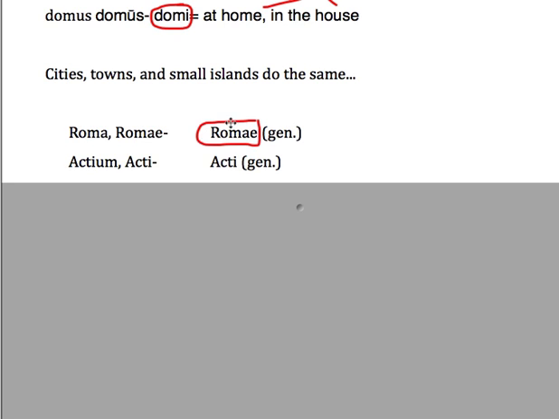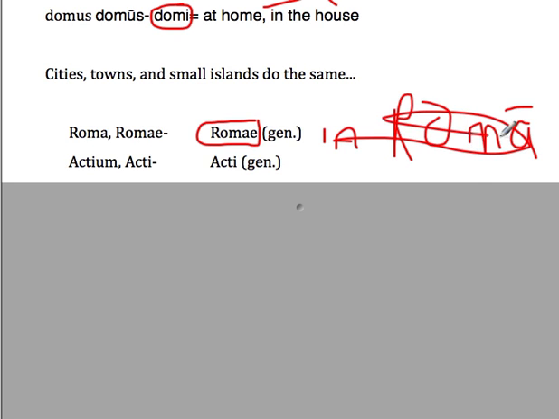Pretty funky, right? But Romae all by itself can mean in Rome. The Romans would not write in Roma. Whoa. They would not do this. And they definitely wouldn't do it to look so sloppy. They did not write in Roma like this. No, no, no. They write Romae, and all by itself it means in Rome. Actium, another city, since it's second declension neuter, second declension singular, if they wanted to say in Actium, they would produce the form that looks like a genitive, and it means in Actium, all by itself.